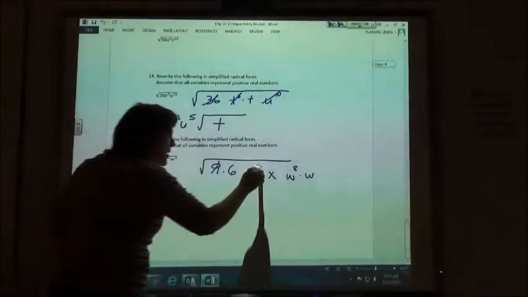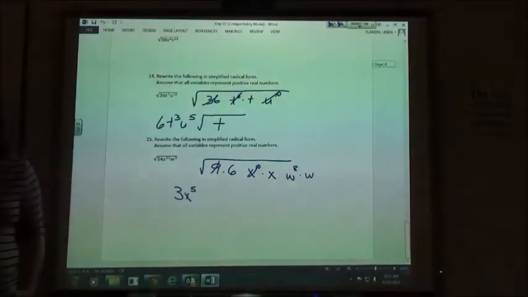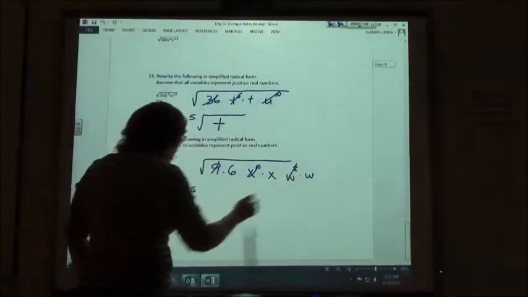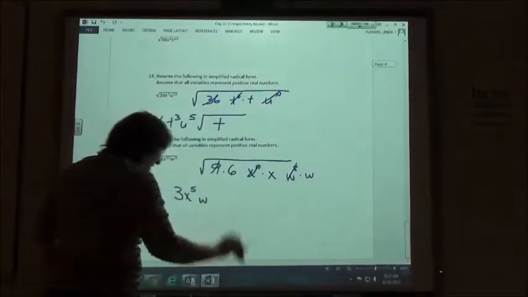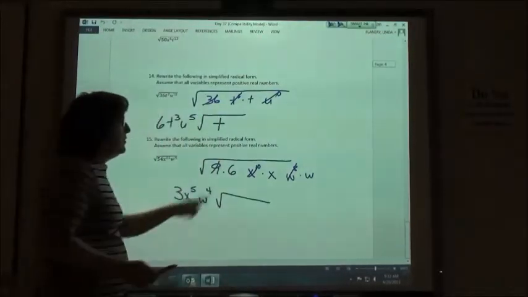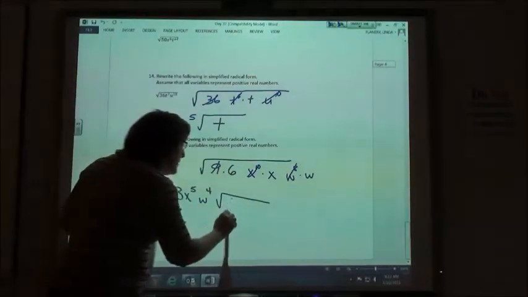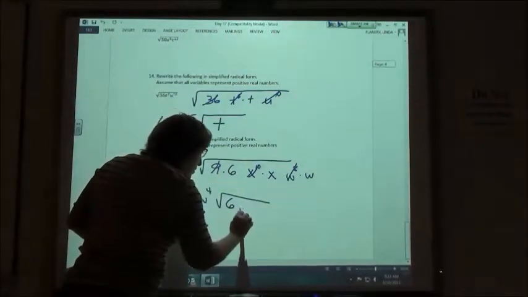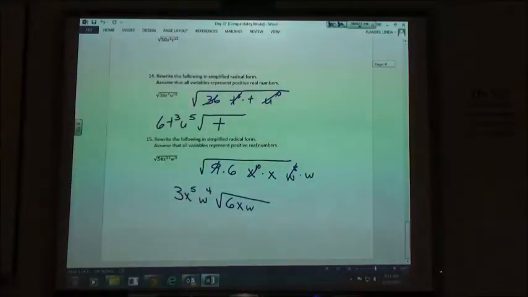3 square root of 9, x to the 5th is the square root of x to the 10th, and w to the 4th is the square root of w to the 8th. Whoops, and then I wrote an 8 instead of a 4. How about I write a 4 there? 3xw inside the square. Whoops. This is just going to stay, oh, 6. So 6xw. Can't do anything with those underneath. So we get 3x to the 5th, w to the 4th times the square root of 6xw.